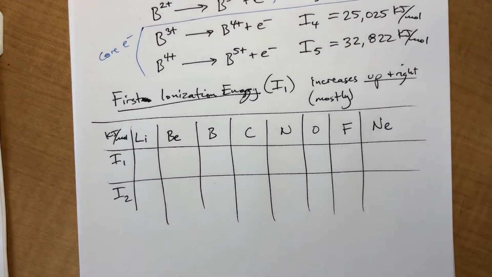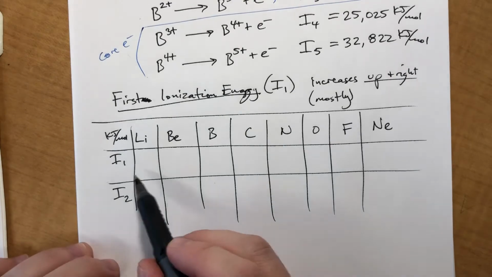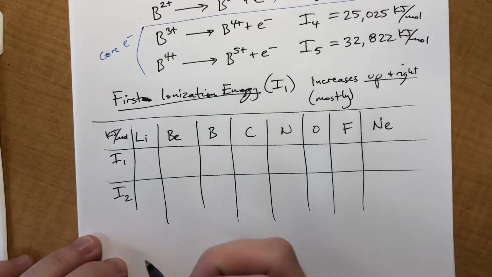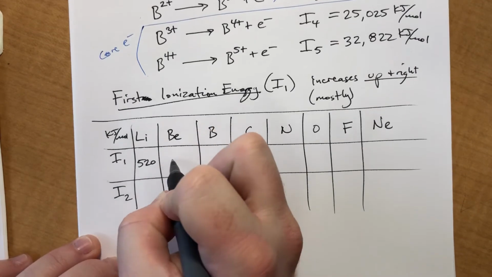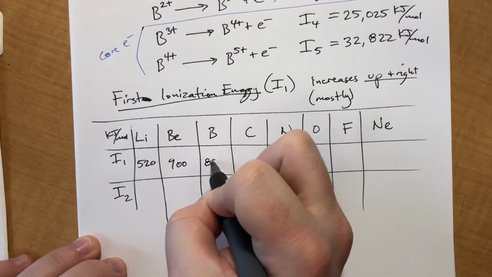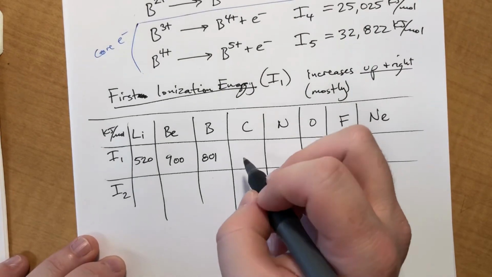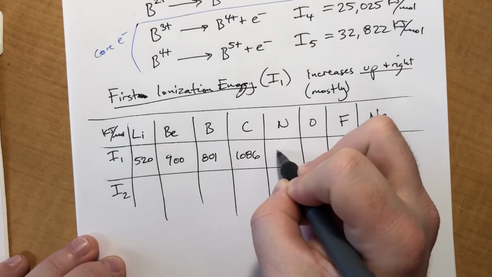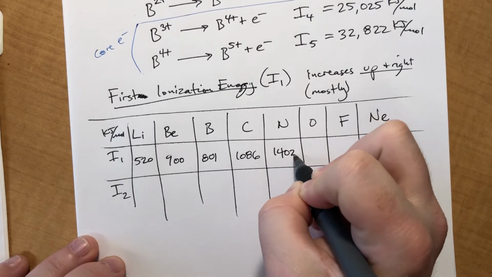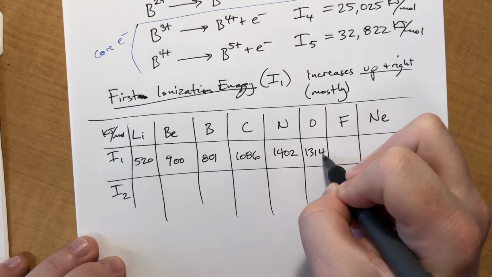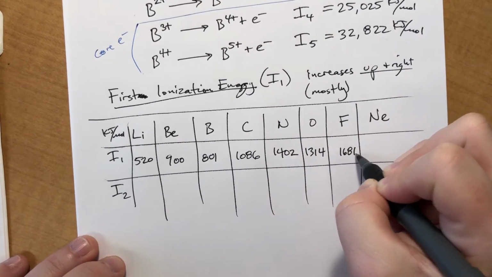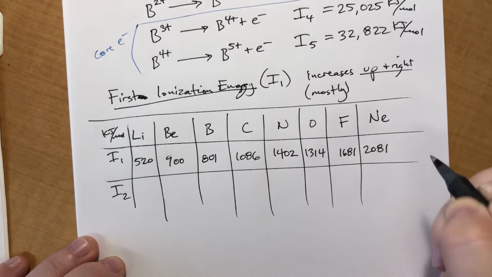Kind of sloppy, but it'll do. Okay, so I'm just going to write down the values and then we'll look for trends. So 520, 900, 801, which we saw earlier. Carbon is 1086. Nitrogen is 1402. This is 1314, 1681, and 2081.